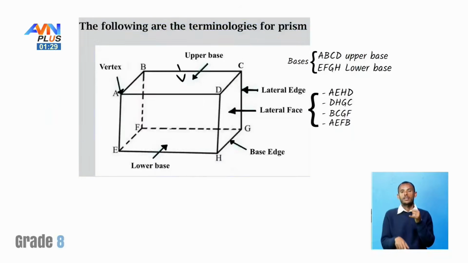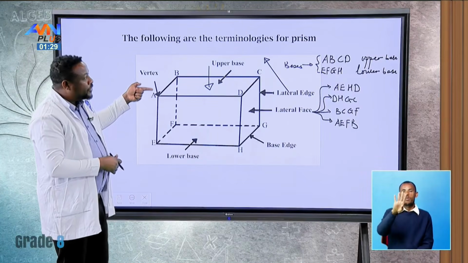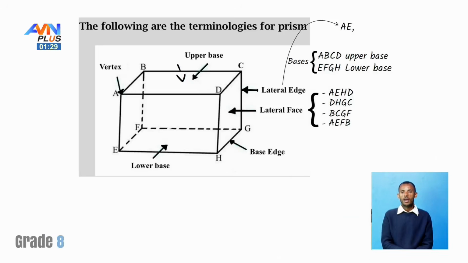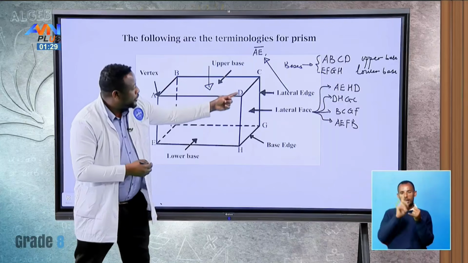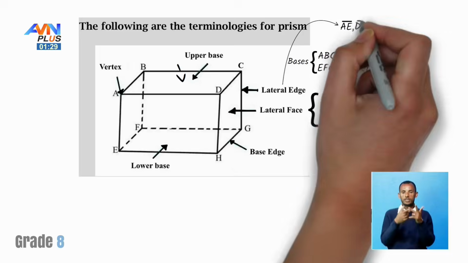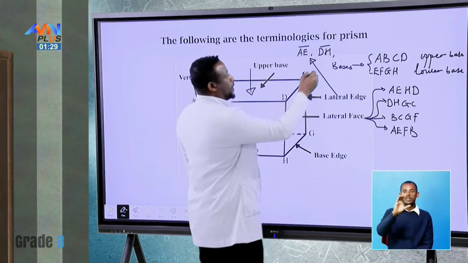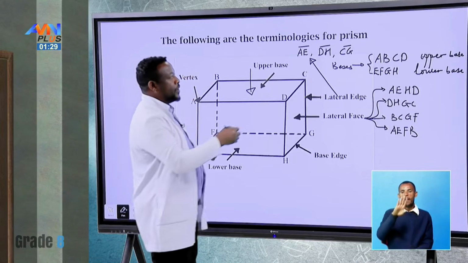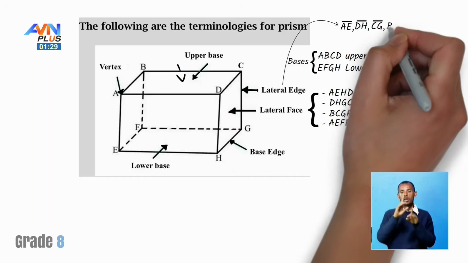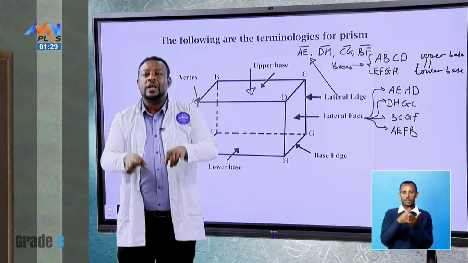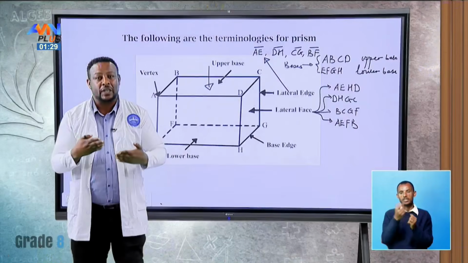Here our lateral edges are 4. These lateral edges are AE. AE is one of the lateral edges. The second lateral edge is DH. The third one is CG. And the fourth one is BF. Here we do have four lateral edges. I repeat, a lateral edge is the intersection of two lateral faces.